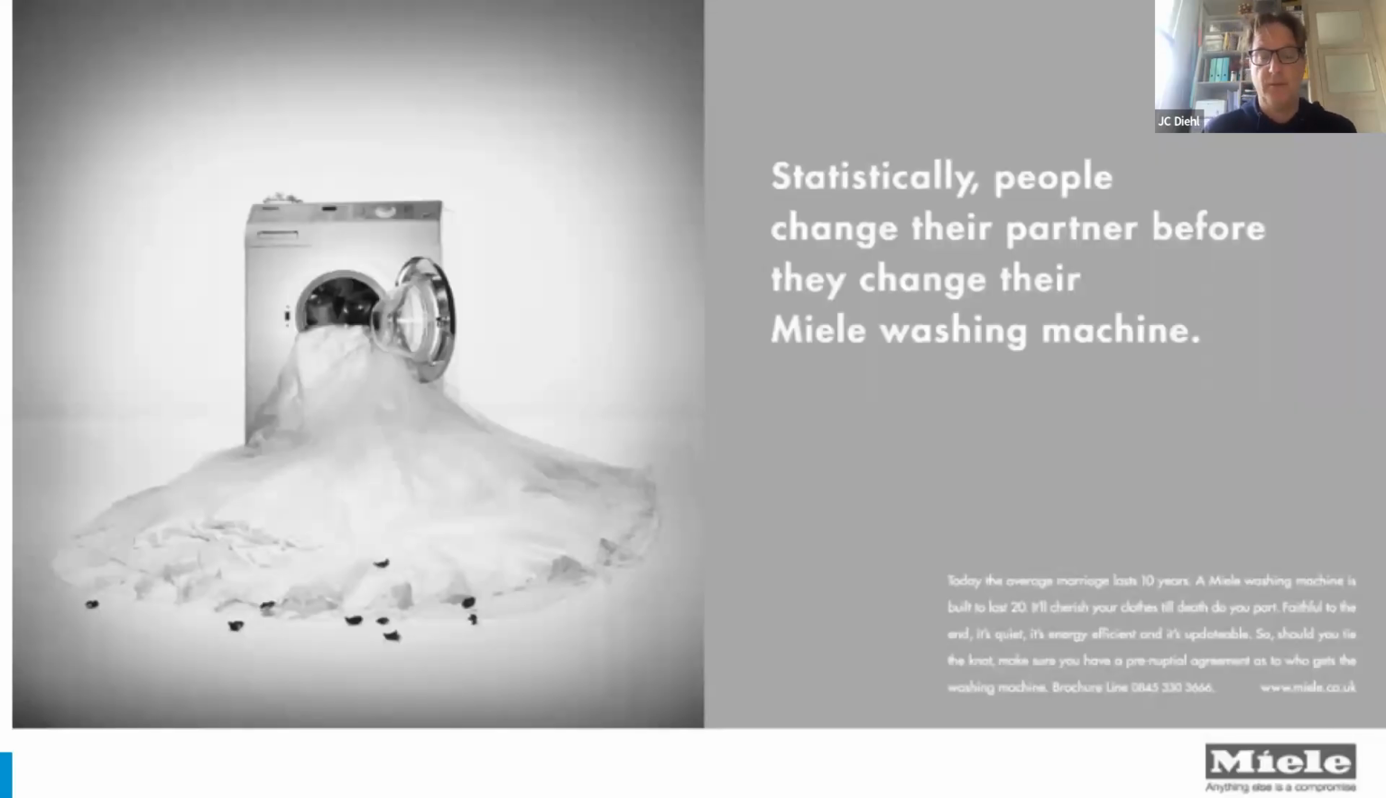You see here, for example, a Miele washing machine. And in this advertisement, it says, statistically, people change their partner before they change their Miele washing machine. Ironically, but still a good example of how products could last long. But of course, this also has its price tag. A Miele washing machine is much more expensive than, for example, a Sanusi.